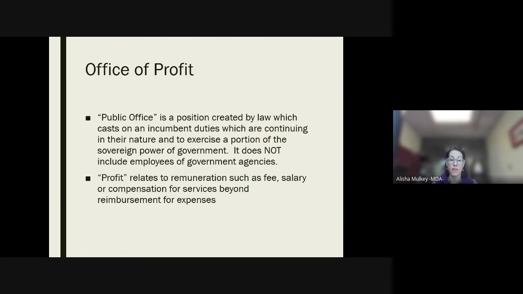And then second is profit. So that is not just the fees and salaries and compensation. So most supervisors receive a per diem or reimbursement for their time serving the board, reimbursed for their expenses when they're traveling to meetings or conferences. So there is a salary and fees associated with your serving with the district supervisors. So those two components make up what we consider to be an office of profit. And like I said, avoid any conflict with having a dual office within other institutions or commissions within the state of Maryland. Next slide.